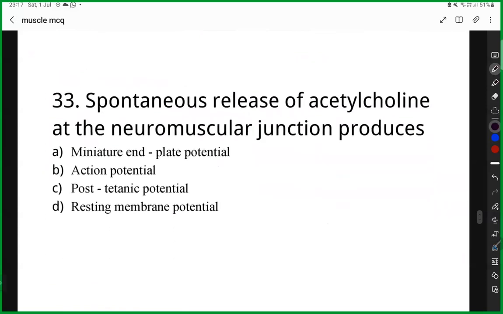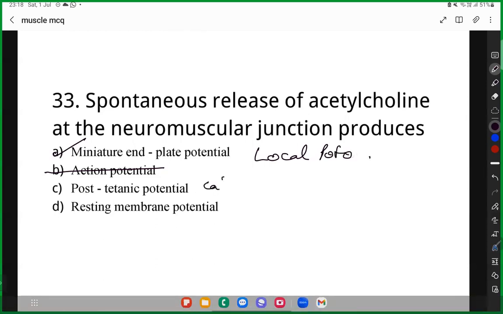A spontaneous release of acetylcholine at the neuromuscular junction produces what? When acetylcholine is released, it causes a motor end plate potential or miniature motor end plate potential. It does not stimulate an action potential. It is just a local potential. So it is not post-tetanic potential. That is produced by calcium.